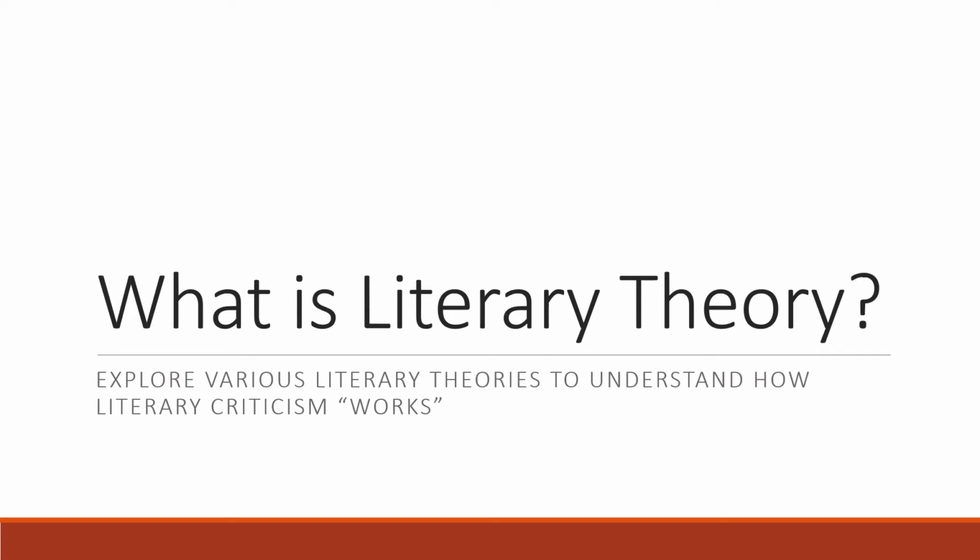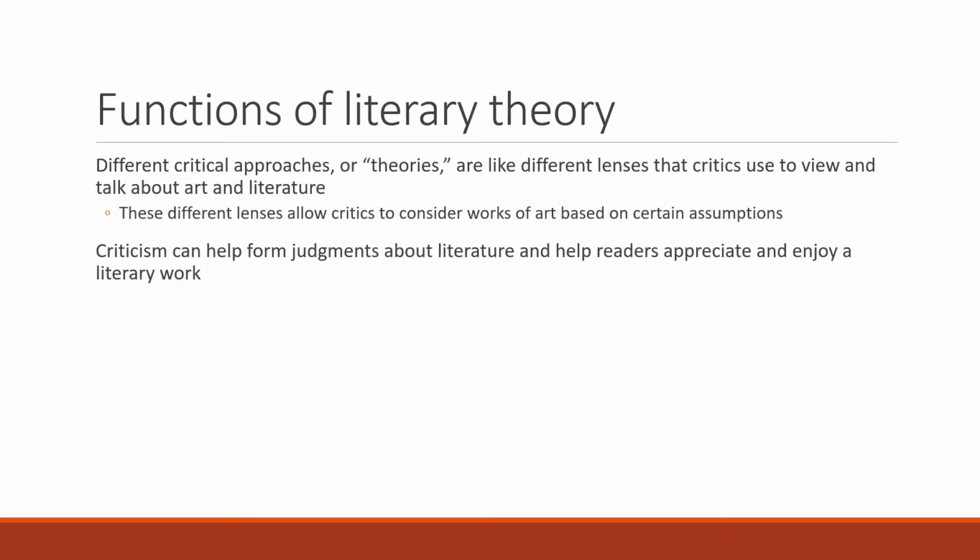Let's take a look at some various literary theories to understand how literary criticism works. So, what is it anyway? Different critical approaches or theories are like different lenses that critics use to talk about art and literature. These different lenses allow critics to consider works of art based on certain assumptions. Criticism can help us form judgments about literature and can help readers appreciate and enjoy a literary work.